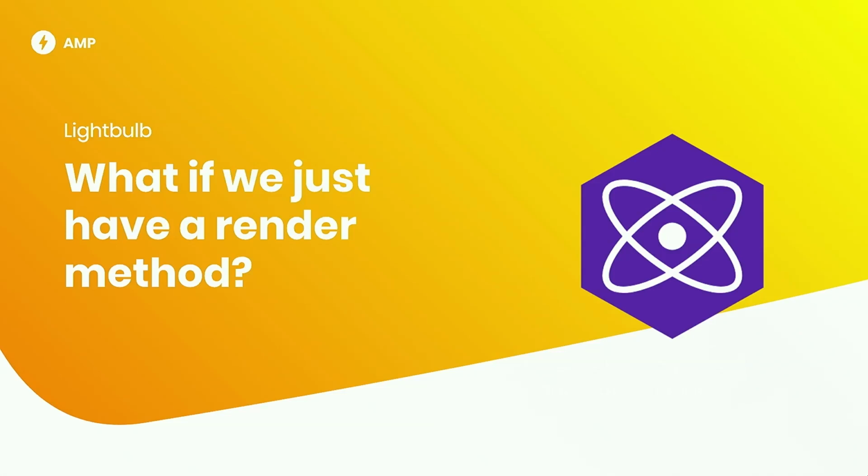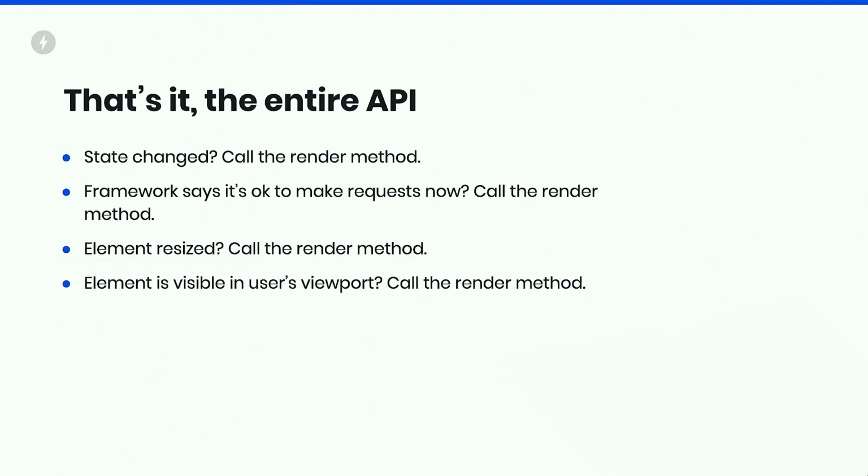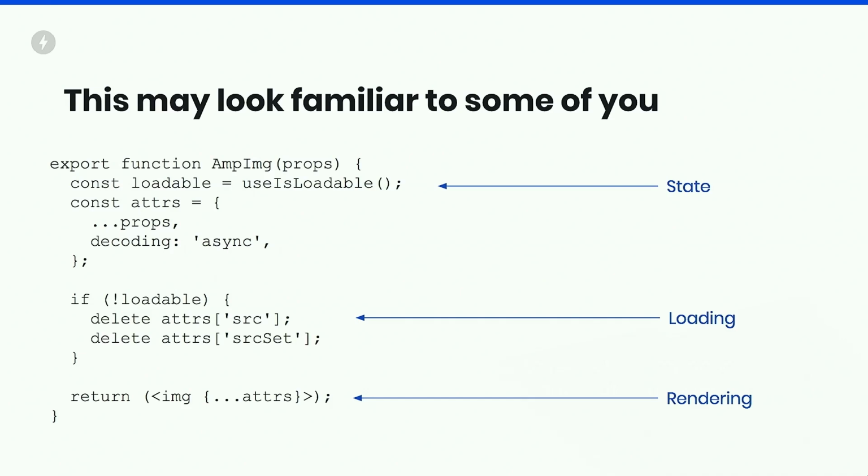And so we rethought it. What if we just had a single render method? And if we do have a render method, that could be the entire API. If state changes, we just call the render method. If the framework says we can now create network requests, insert an iframe, we just call the render method. If the element is resized or it comes into the viewport, we call the render method. Any of these, just call the render method. This may look familiar to you.